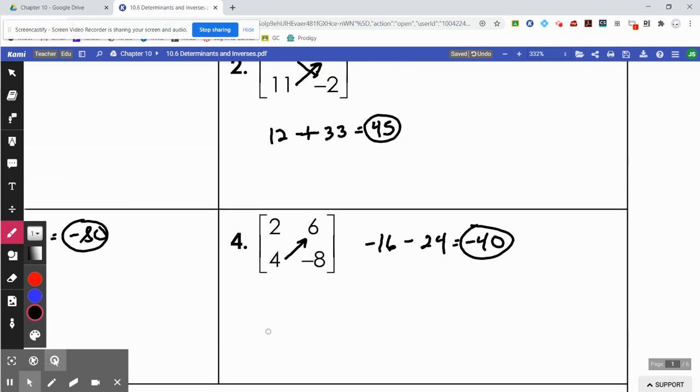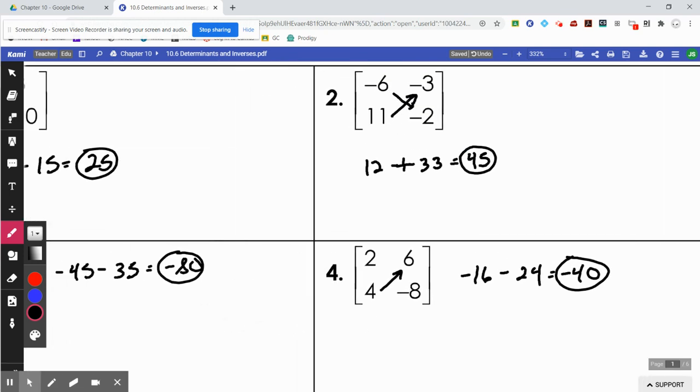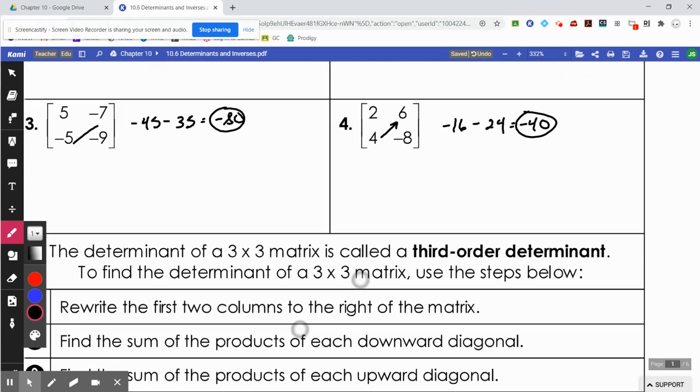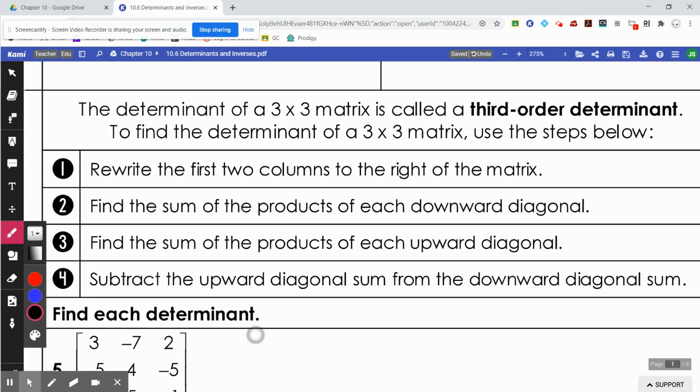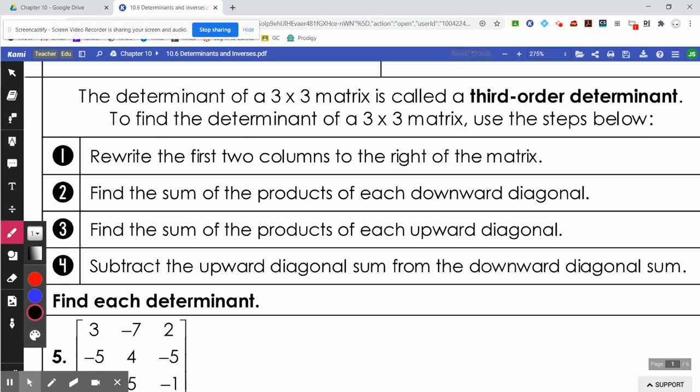So because all of those had determinants not equal to 0, every one of those would have inverses when we get to inverses. The determinant of a 3 by 3. Now, this is a shortcut. You can use what's called expansion by minors, but this is a shortcut for finding a third order determinant, or the determinant of a 3 by 3. To find this determinant, we use these steps.